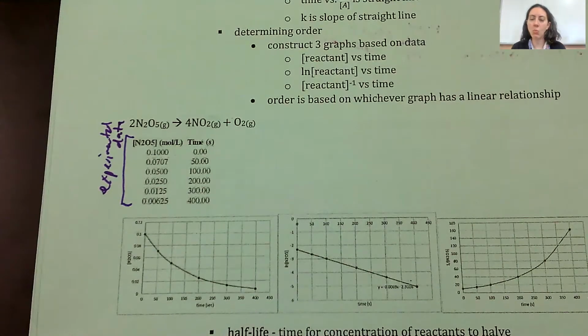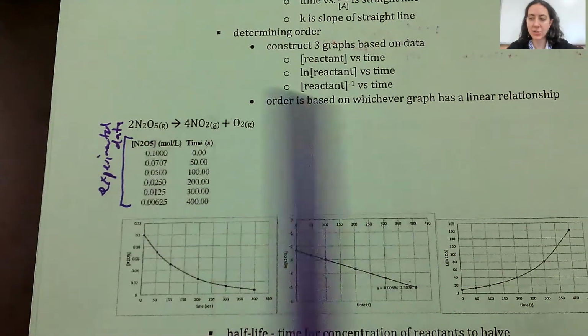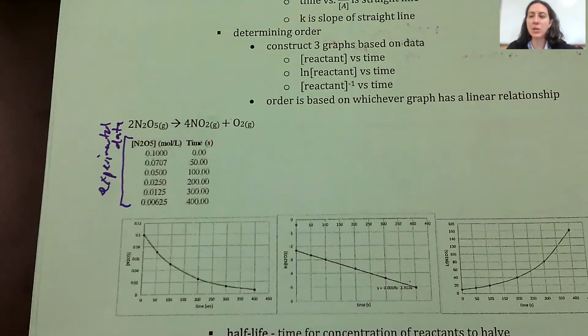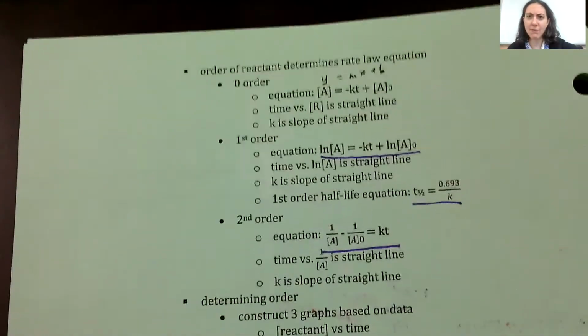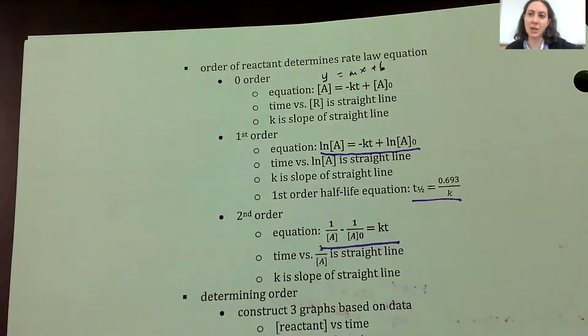And we take this data and we're going to try to analyze it and try to figure out what the heck is going on here. Our goal here is to figure out, is dinitrogen pentoxide a zero, first, second order reactant? Once we know that, how does it actually relate? If we change the concentration of dinitrogen pentoxide, what effect will it have on the rate? And once we know that, we can kind of figure out which equation is appropriate.